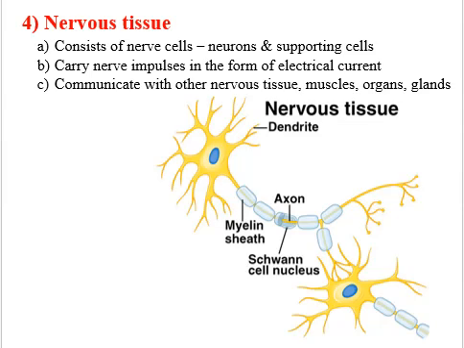Nervous tissue is made up of basically two different types of cells: neurons, and supporting cells. Those supporting cells form different types of structures around the nerve cells. Most of you have probably seen a nerve cell. If you looked at this cell with its dendrites and its axons, you'd probably recognize that as a nerve cell.